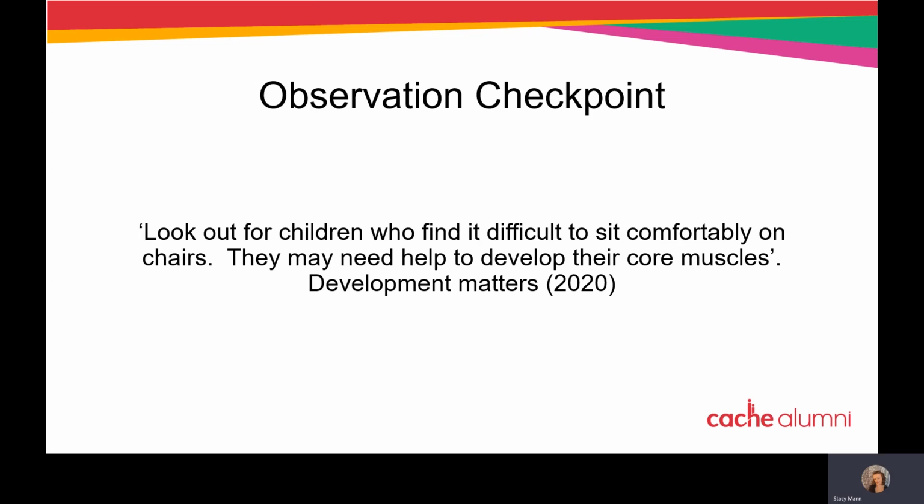And here is our final example of an observation checkpoint. Look out for children who find it difficult to sit comfortably on chairs. They may need help to develop their core muscles. So by checking in at this point, the practitioner is then able to adapt and review the environment. They can also provide experiences that may encourage core strength, such as sitting down to scoot, yoga stretches, and soft play.